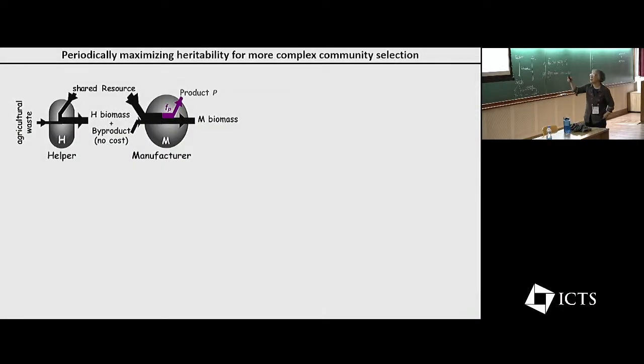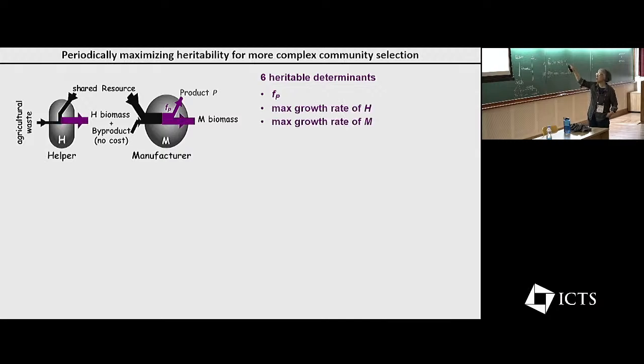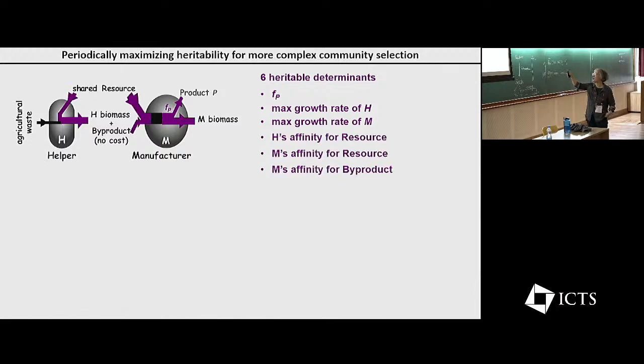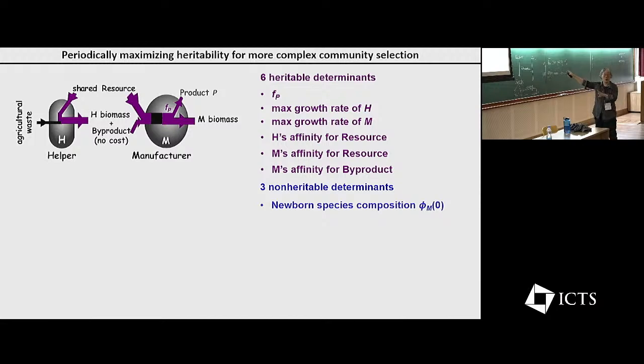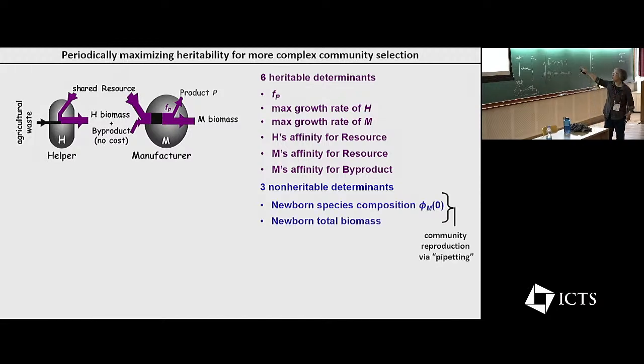So in this case, in simulations, we have 6 heritable determinants. A lot of them change: the cost, the maximum growth rate of H, the maximum growth rate of M, H's affinity for resource, M's affinity for resource, and M's affinity for byproduct. And the 3 non-heritable determinants: the newborn species composition, which we have just seen, the newborn total biomass, and the measurement noise. When you do pipetting, biomass can also fluctuate, because if you're aiming for 100, you could get 90, you could get 110.